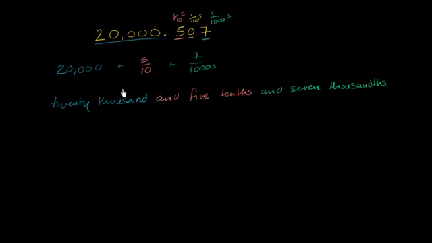Another way of thinking about it is to try to merge the 5/10 and the 7 thousandths in terms of thousandths. So let's think about this. Once again, we would have our 20,000. But instead of 5/10 and 7 thousandths, let's write our 5/10 in terms of thousandths. And the easiest way to do it is to multiply the numerator and the denominator both by 100. So this 5/10 is the same thing as 500 over 1,000.